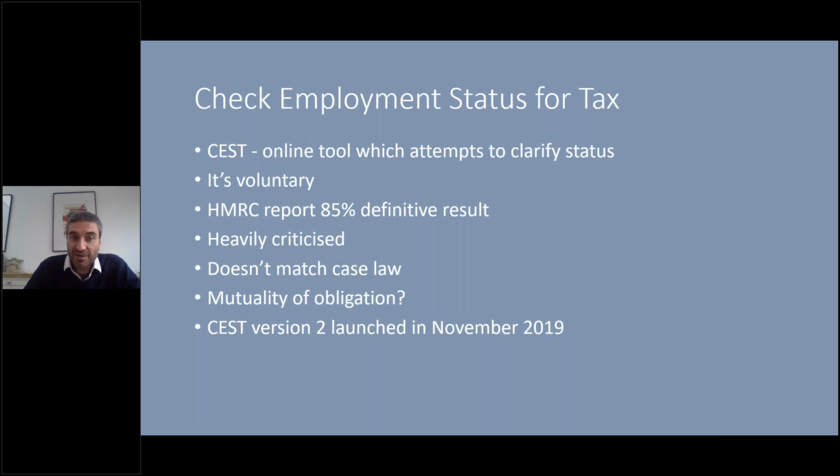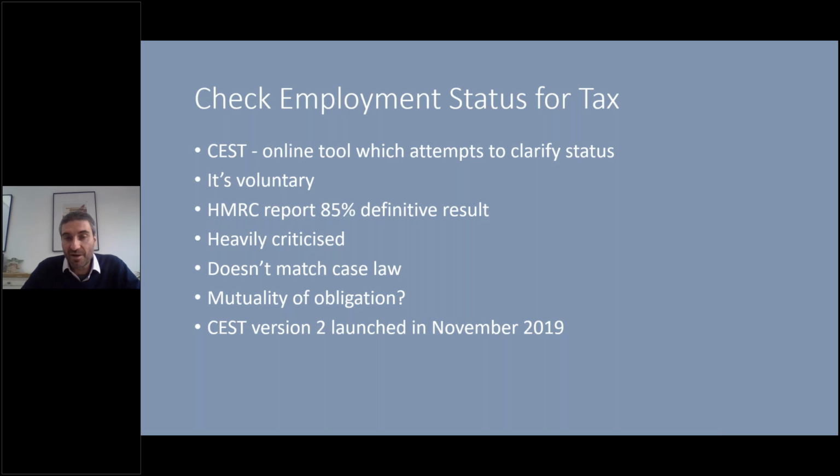HMRC say that it gives a definitive result 85% of the time. They actually changed this. If you look at the bottom bullet point there, there was a second version of this launched a year ago. And I think that percentage has gone down. I think you now get a higher degree of "we're not sure": from the information you put in here, we still don't know if IR35 applies or not, which makes it kind of a bit useless.